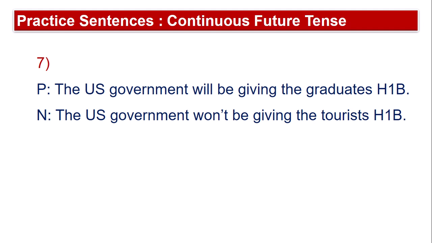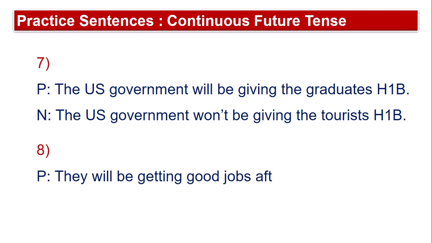The US government will be giving the graduates H1B. The US government won't be giving the tourist H1B. So the visa category of H1B is for graduates only, not for the tourist. So you can understand how the sentences are formed.